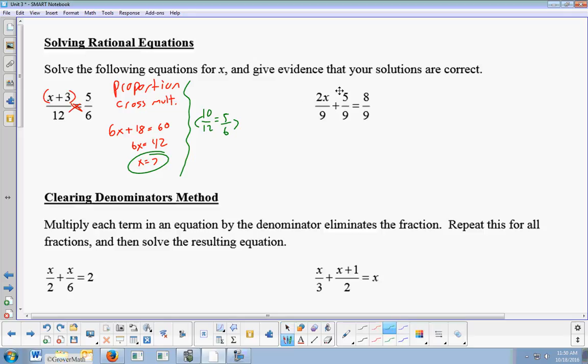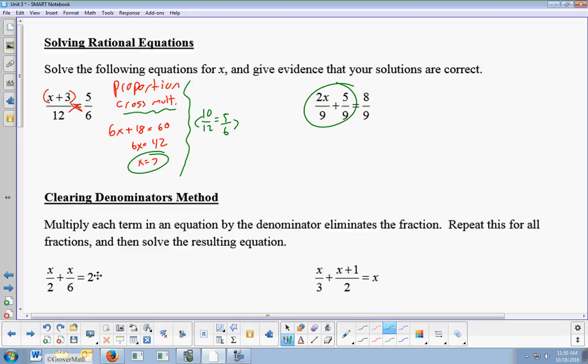Now, this is not a proportion, this next example here. It's not a proportion because it's not a single fraction equal to a single fraction. There are two different fractions on the left side, and then there's a third fraction on the right side. So it's not a proportion, so we cannot cross multiply. If we wanted to cross multiply, we could, but we would have to combine this into a single fraction somehow. It would actually be very easy here because they have a common denominator. You can just write it as 2x plus 5 over a single 9.